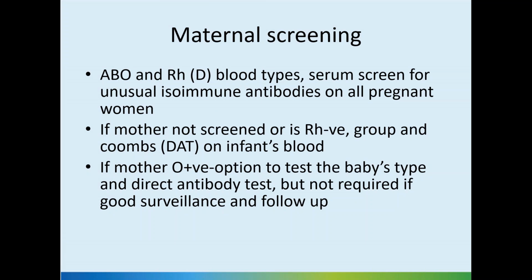In terms of maternal screening, that's mainly to find out whether the baby will be at risk of jaundice. So we have the ABO and RH blood types. The serum screen for unusual isoimmune antibodies should also be done on all pregnant women. If the mother is not screened or is RH negative, blood group and Coombs test should be done on the infant's blood. If the mother is O positive, there is an option to test the baby's type and the direct antibody test, especially if the baby's blood type is A or B or AB. As the ABO incompatibility is a less severe form of the disease than the RH incompatibility, this testing can be done if required based on the clinical surveillance.